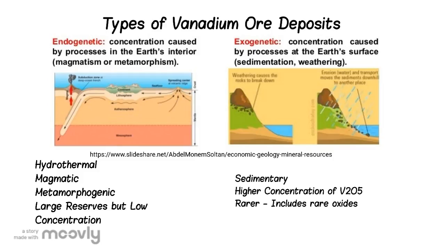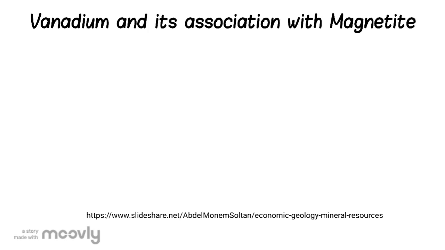The concentration of ores within exogenetic deposits is caused by processes at or above the Earth's surface, such as sedimentation or weathering. These deposits contain a higher concentration of V2O5 but are rarer and include the rare vanadium oxides.